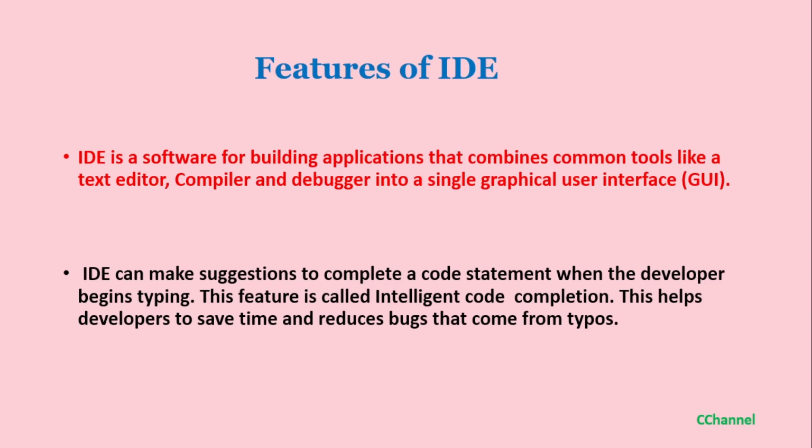What are the features of IDE? IDE is a software for building applications that combines common tools like a text editor for creating source program, compiler, which translates source program into machine language, and debugger, which detects and corrects errors, into a single graphical user interface.